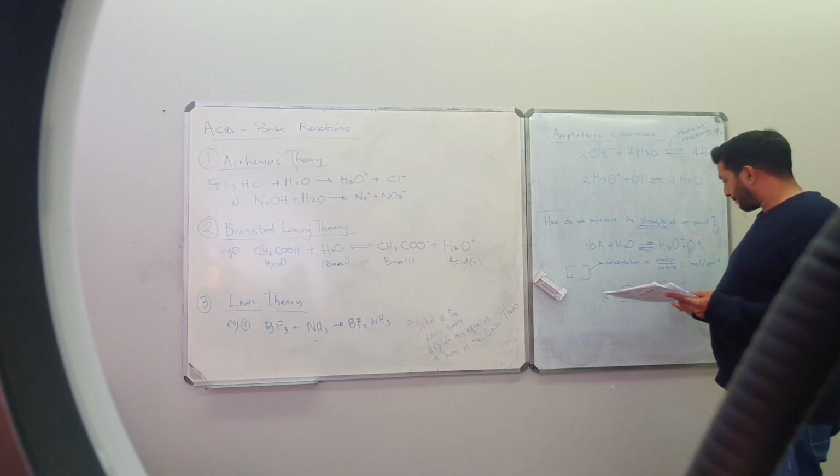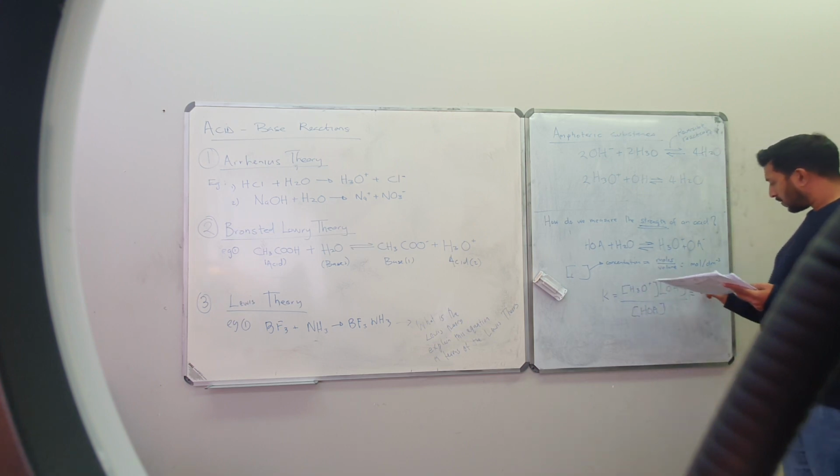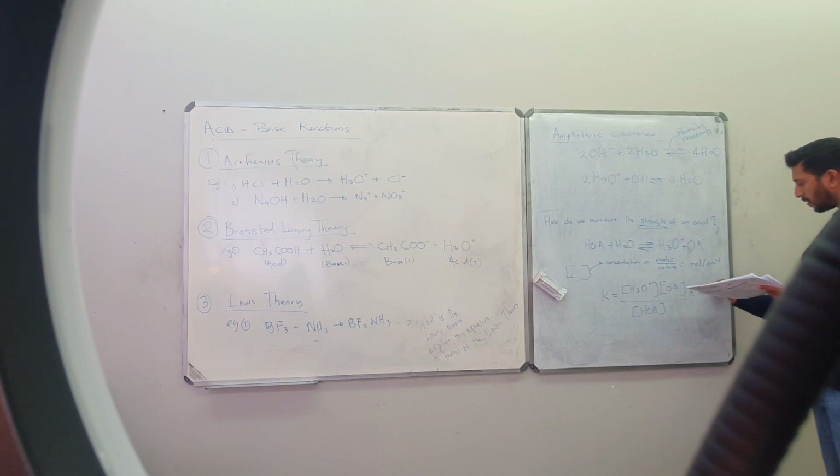Some other examples of weak bases include ammonia and the conjugate bases of weak acids like fluoride, nitrite, acetate, cyanide. All of these are weak bases. Even HSO3 minus. Other examples of strong bases.